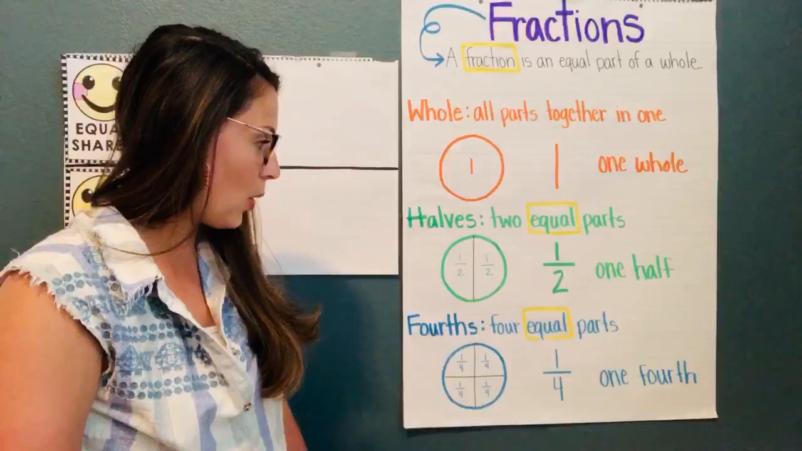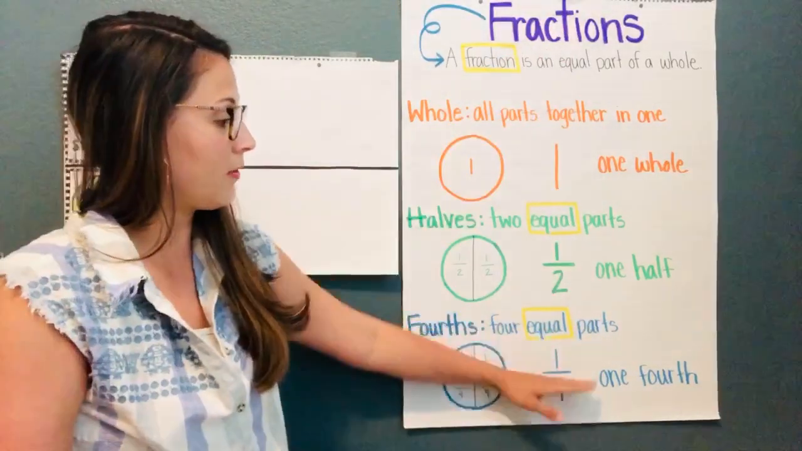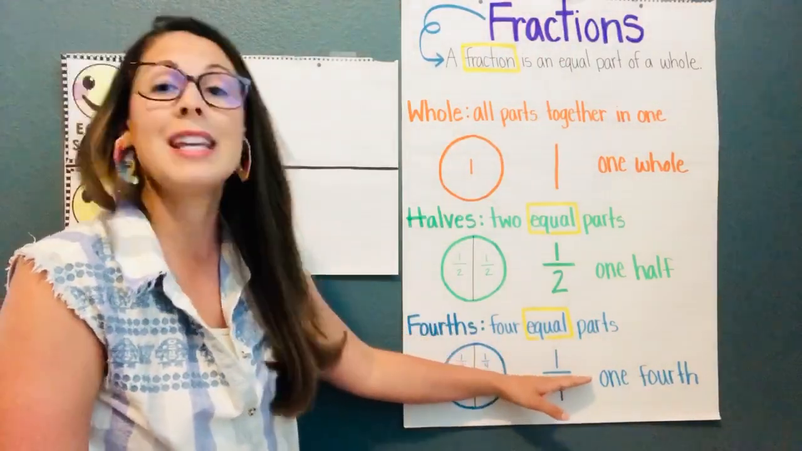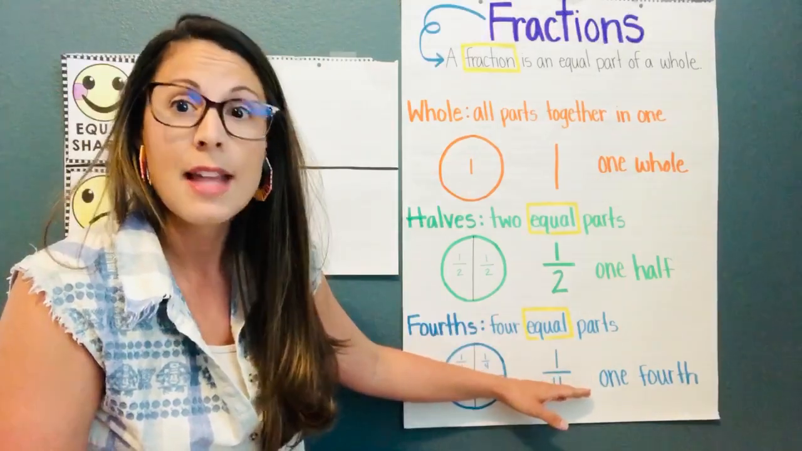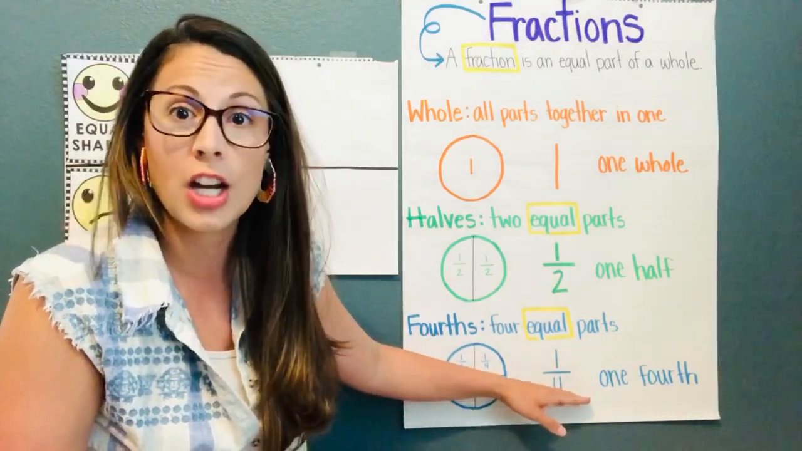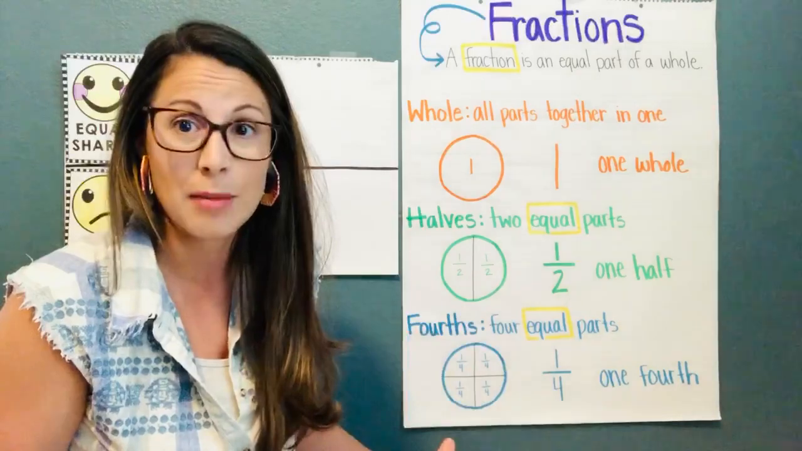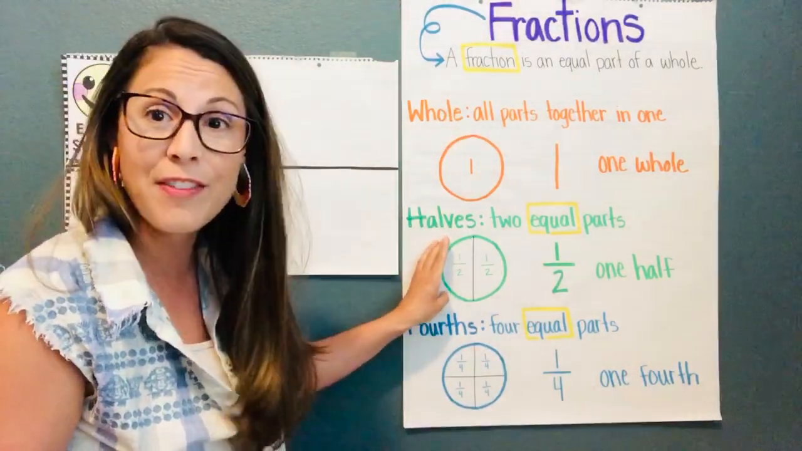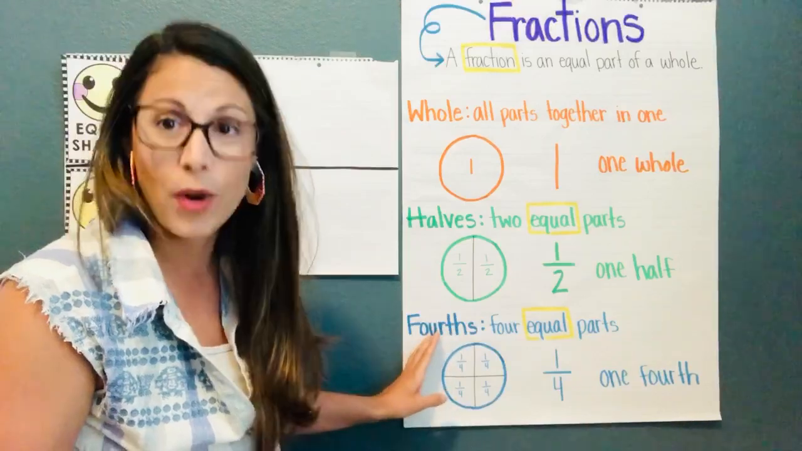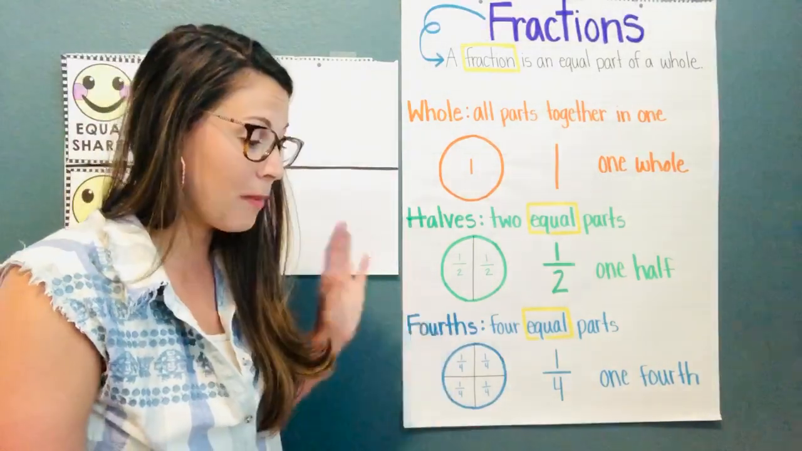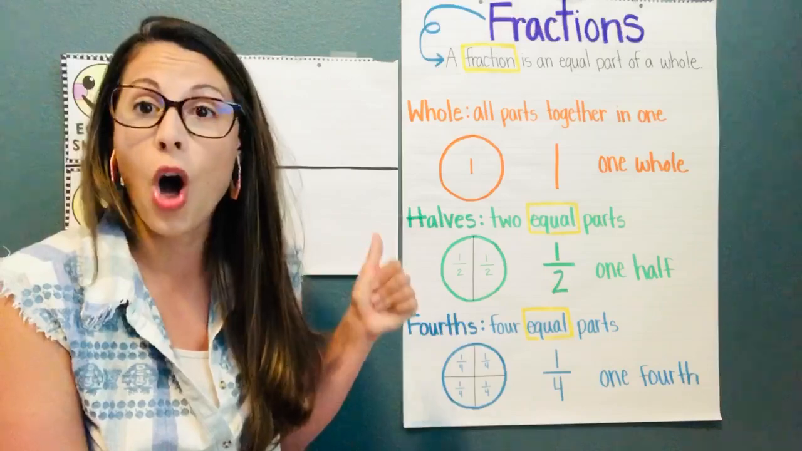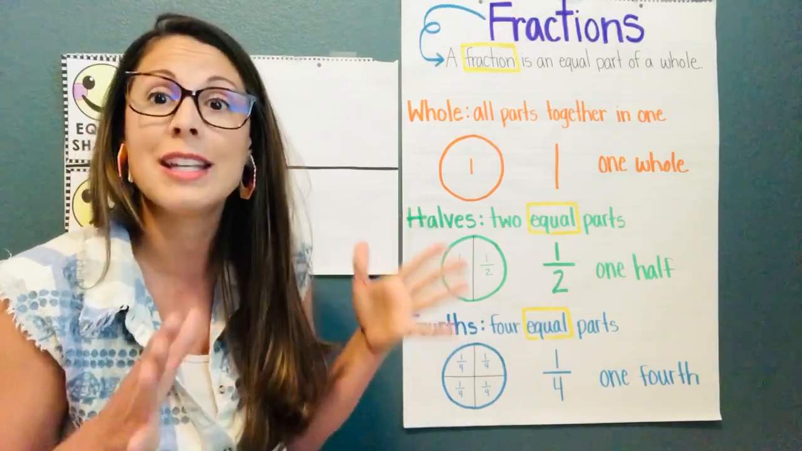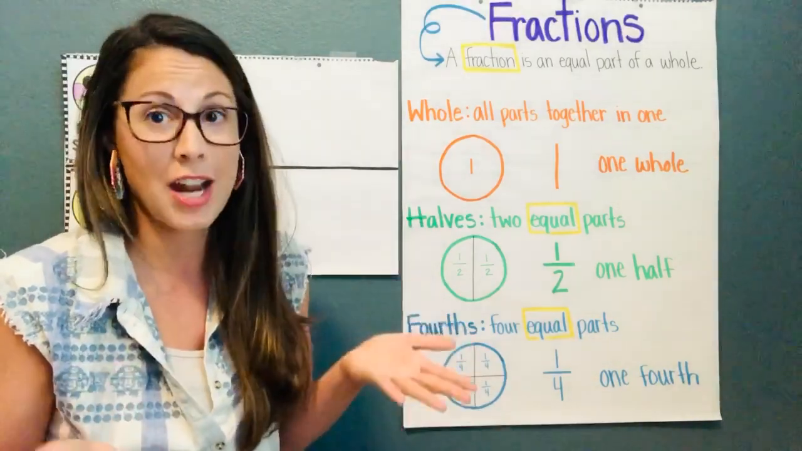Okay, so from my chart, we have gotten that fractions are equal parts of wholes. That means all of the shares are equal or the same. We can have a whole, divide it into halves, or divide it into fourths. Okay? And remember, for this next activity, we have to make sure all the parts are the same. They are equal and they are fair shares.